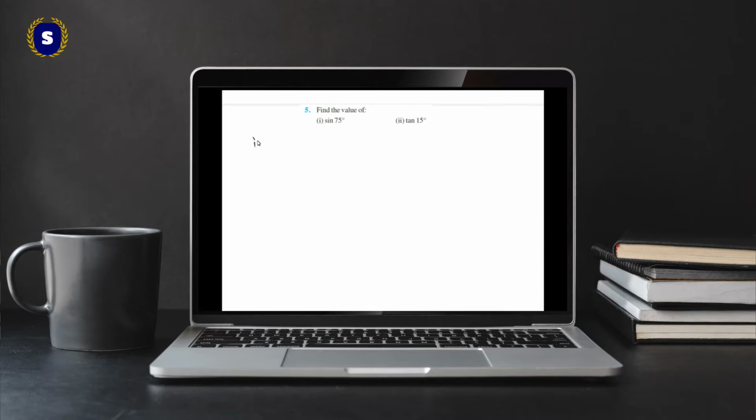We need to calculate the value of sine 75 in the first part. So again, we need to convert this angle. We can do it as sine of 45 plus 30 degrees, right? Now, using the identity sine A plus B is equal to sine A cos B plus cos A sine B, right?